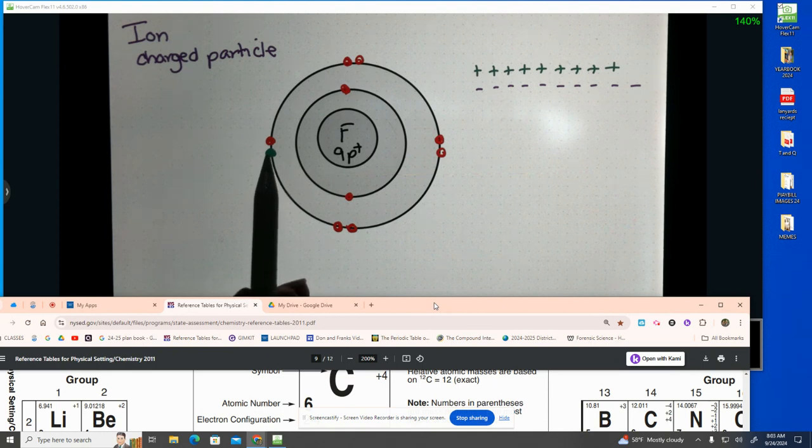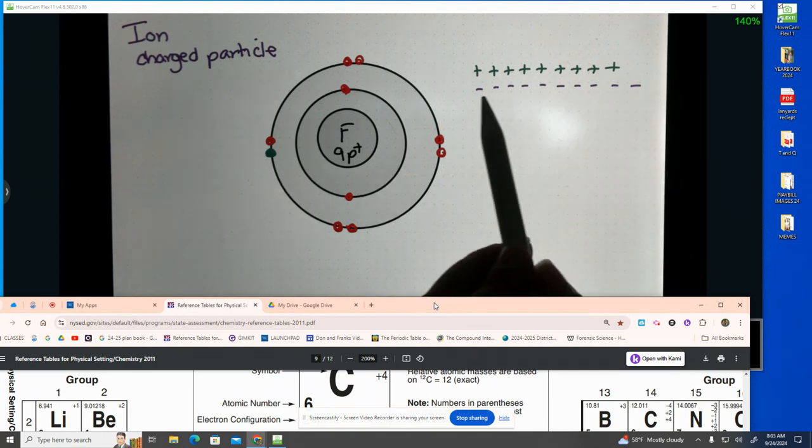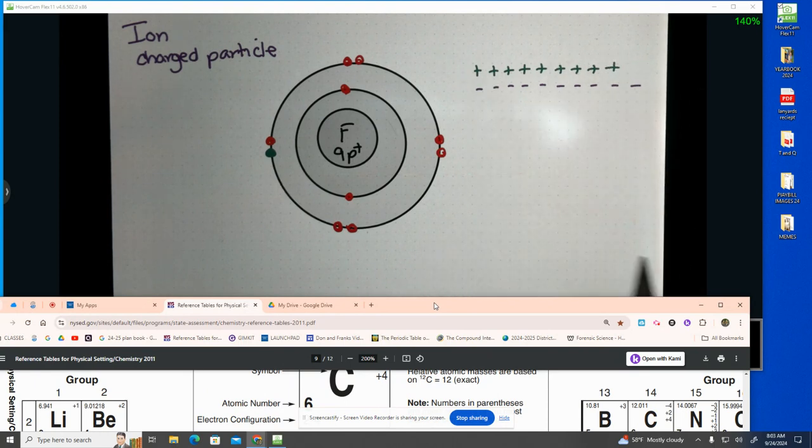Once he gets that other electron, now he's got 10 electrons and 9 protons. Now he has a charge. What is his overall charge? Is it positive or is it negative? It is negative. Okay, so backing up just a little itty bitty bit.